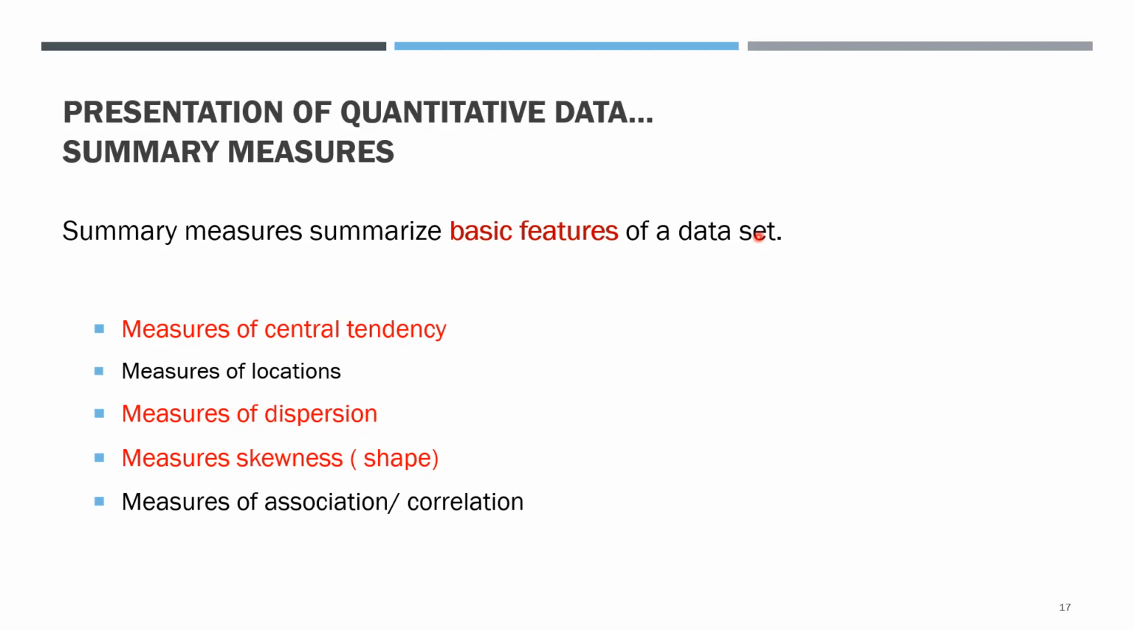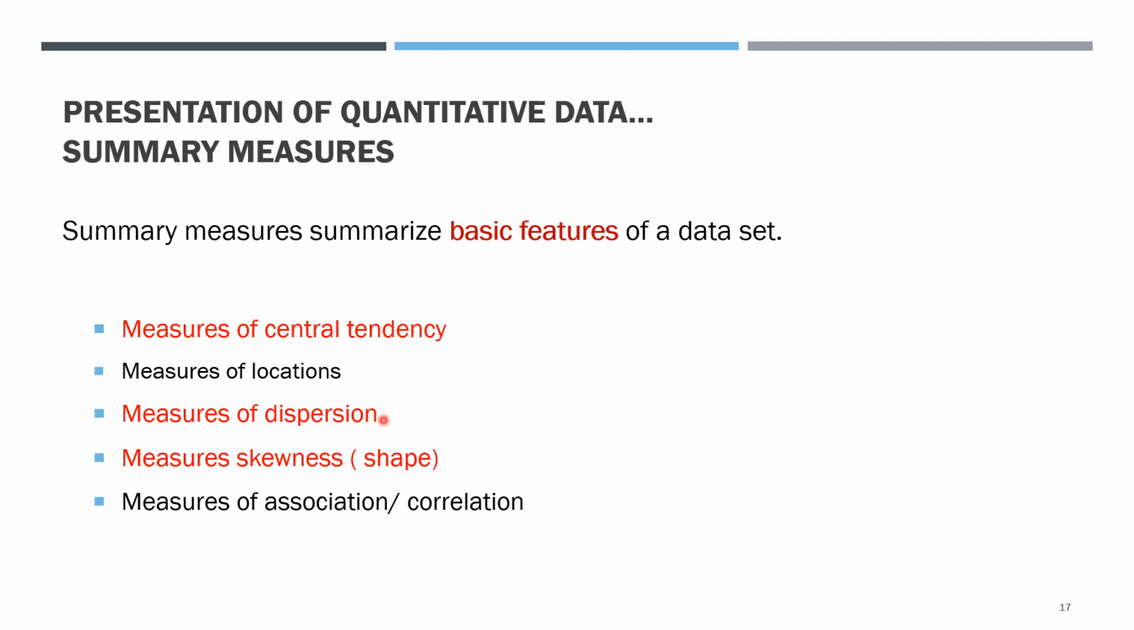Right? Same thing happens in summary measures. These summary measures summarize the basic features of a certain numerical variable. Okay, so what are these basic features? If you want to describe a numerical variable, a quantitative variable, basically if you can describe these things, especially this red colored information, then we can have a good picture about our numerical variable.